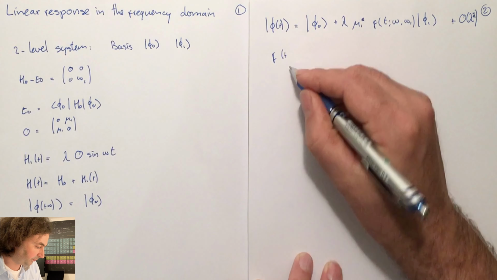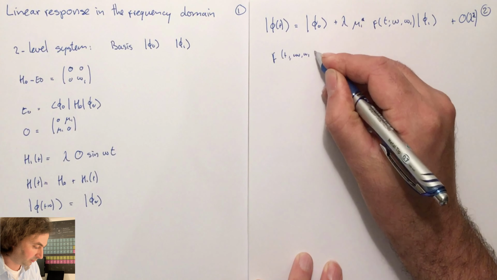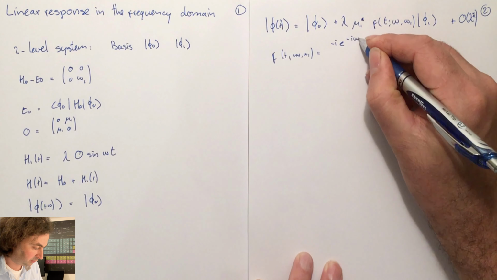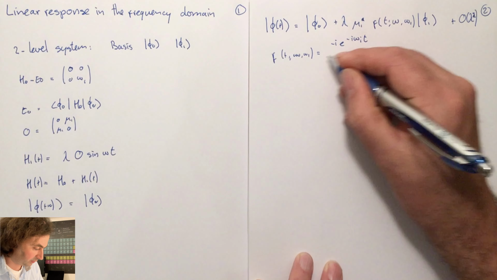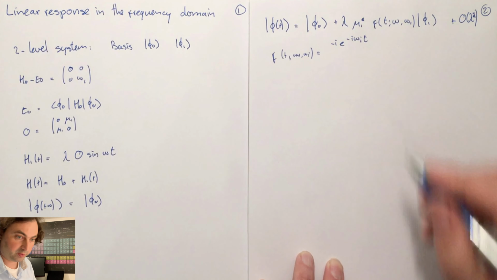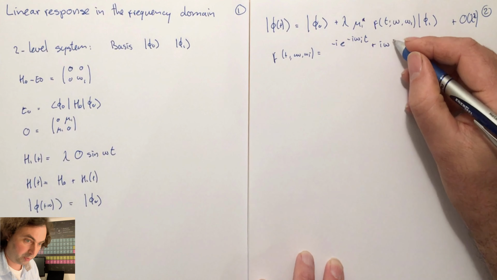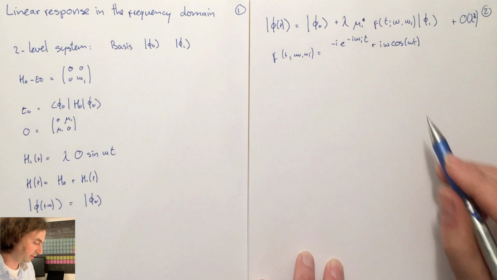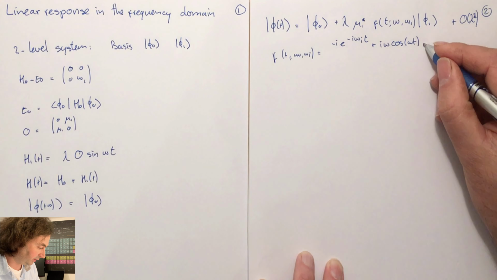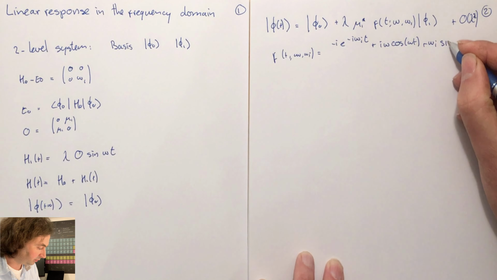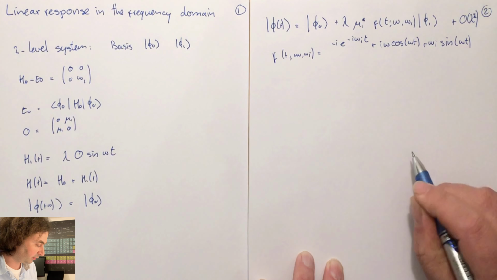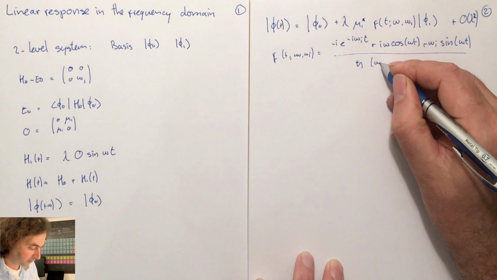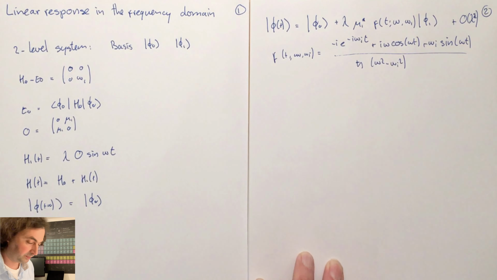And f of t is given by minus e to the omega 1, or let's say f of t is omega I sine omega I t plus i omega cosine omega t, so something that oscillates with the eigenfrequency of the system, and then something that oscillates with the driving force and a non-trivial phase between them, divided by omega squared minus omega I squared.